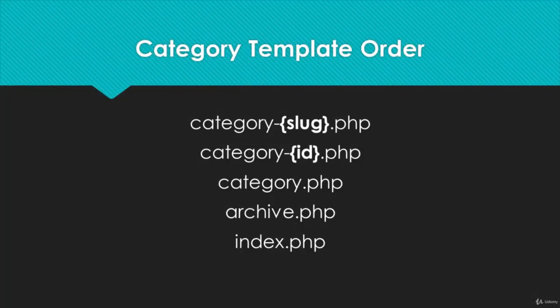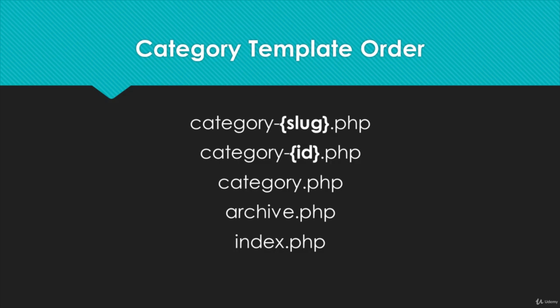Now that we've finished the 404 template, let's begin working on the category template. Here's the load order for the category template. WordPress will search for a template named category followed by the slug name. Afterwards, it'll search for the template named category followed by the ID of the category. Next, it'll search for the category and archive templates in that order.